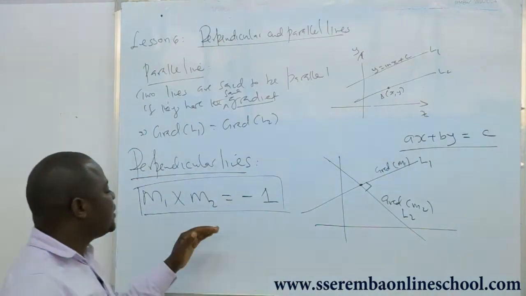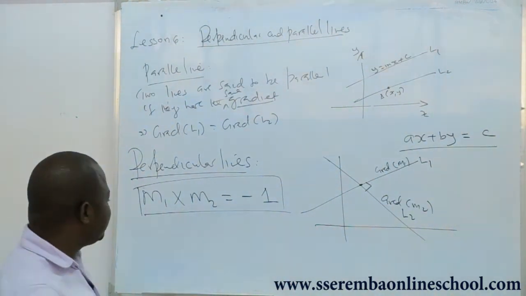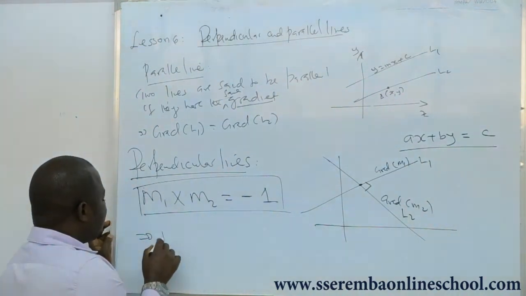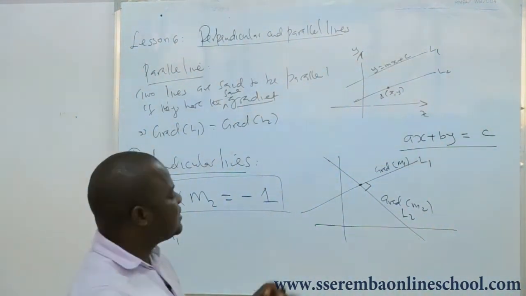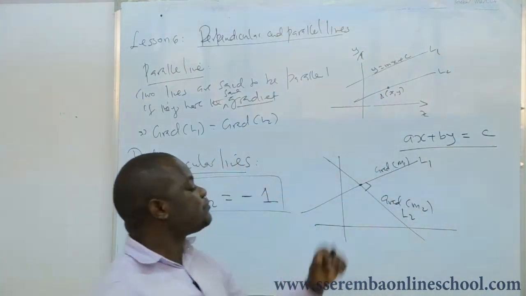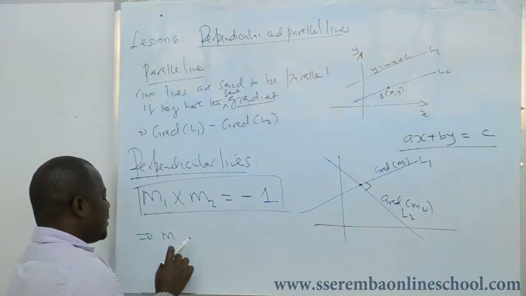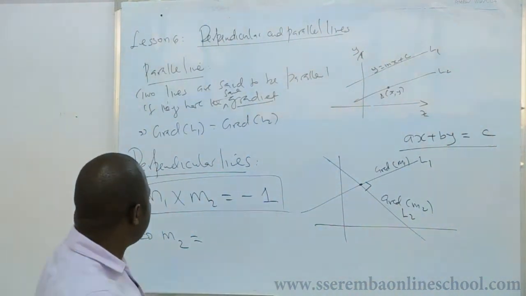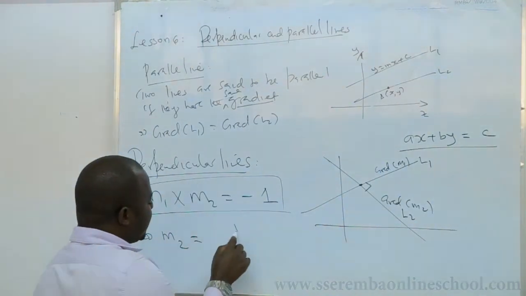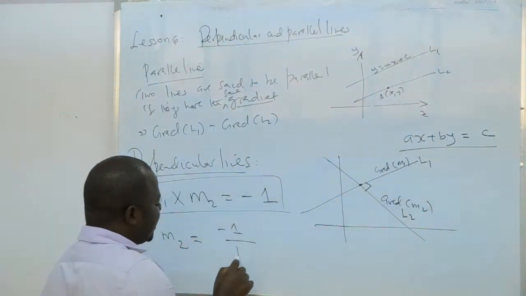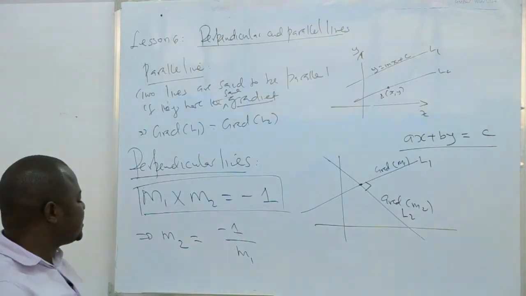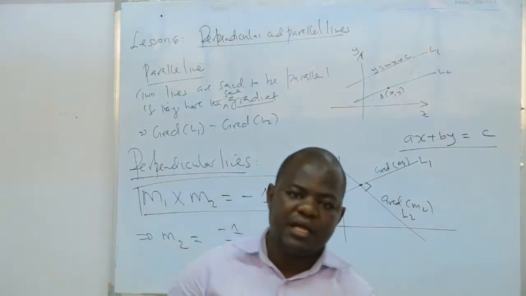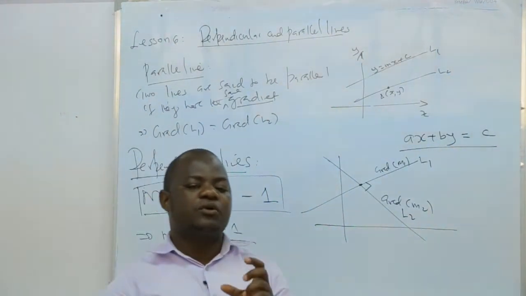Therefore, two lines are said to be perpendicular if the product of their gradients is equal to -1. So if I know the gradient of the first line and I want the gradient of the second line, I have to divide: -1 over M1 gives you the gradient of the second line. So two lines are perpendicular if the product of their gradients is equal to -1.